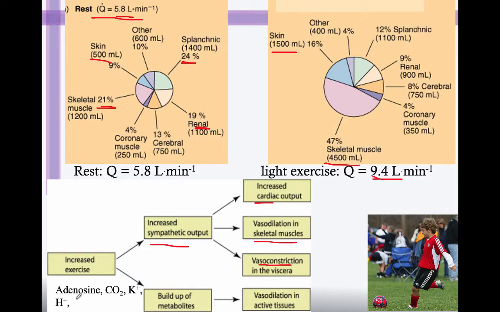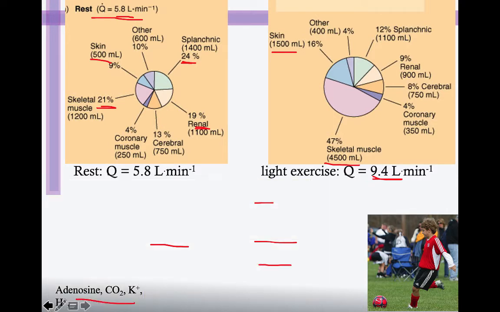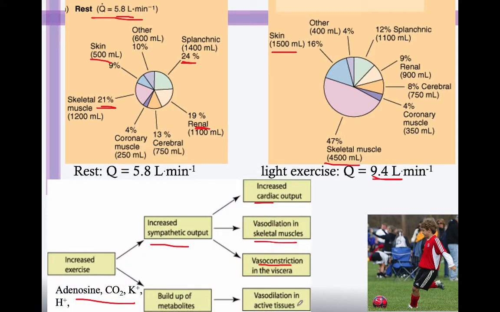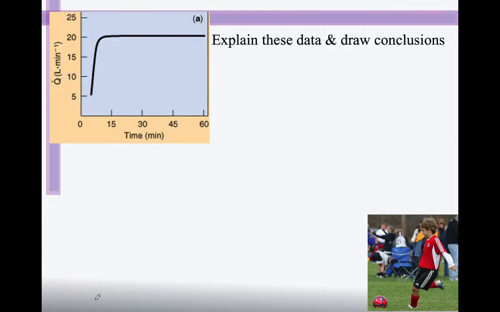But then as the muscle is working hard, it's building up these metabolites. And those metabolites can also act on the smooth muscle and the arterioles going to these working muscles, which also helps to cause this vasodilation. So even if we were able to block the sympathetic output, we'd still get vasodilation of blood vessels to the skeletal muscle because of these metabolites that build up here.